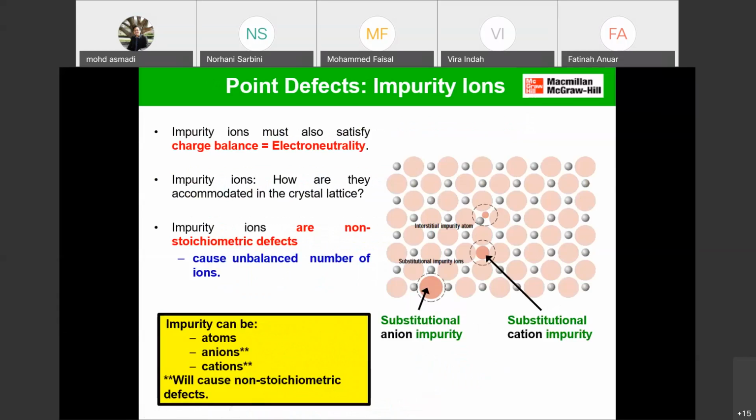Another point defect is the impurity ions. The reason is to satisfy the charge balance or electron neutrality. So how do they accommodate in the crystal lattice? For example, this one, anion and cation impurities can also cause non-stoichiometric defects, causing an unbalanced number of ions. This is an impurity ion. Here, this is a substitutional anion impurity, and this one is a cation impurity, just to maintain the charge balance or stoichiometry balance.